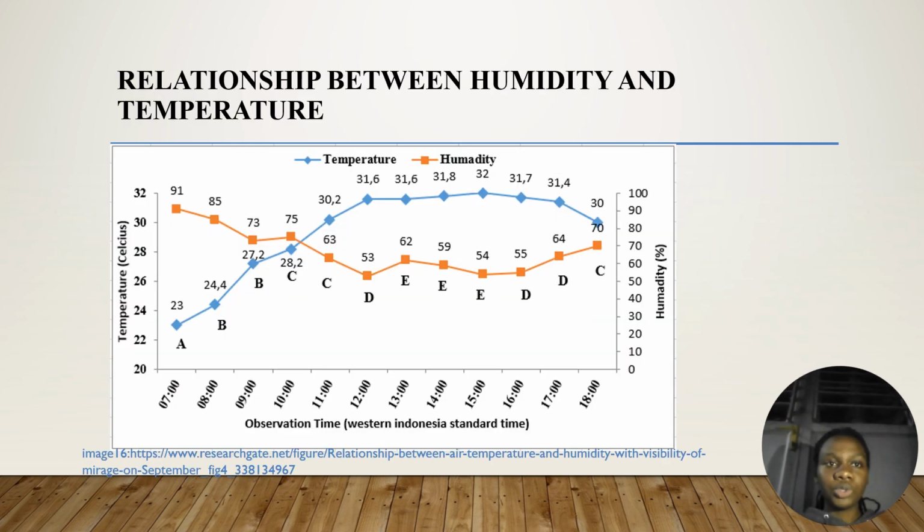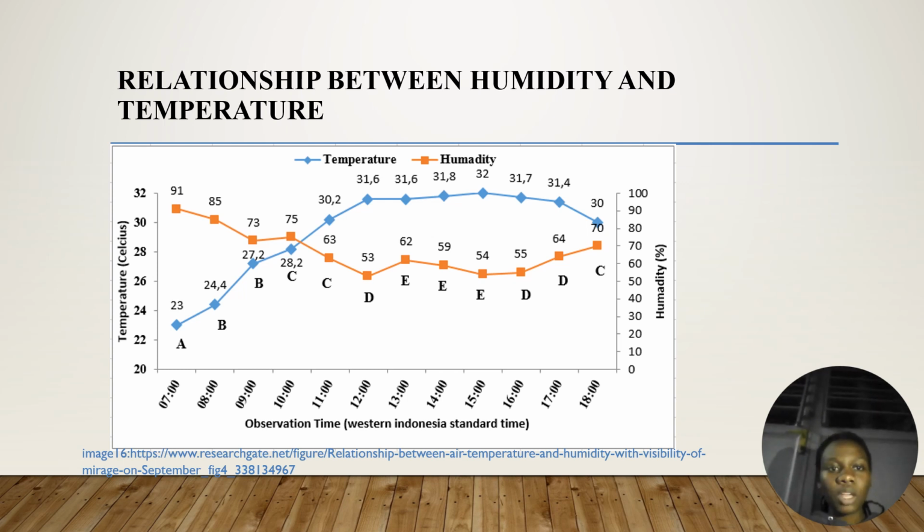So allow me to continue talking about the relationship between humidity and temperature. Here we have a graph which shows the relationship between humidity and temperature. On the left side you have temperature, and on the right side you have humidity. The blue line shows temperature, and the orange line shows humidity. At the bottom of the graph we have the time.